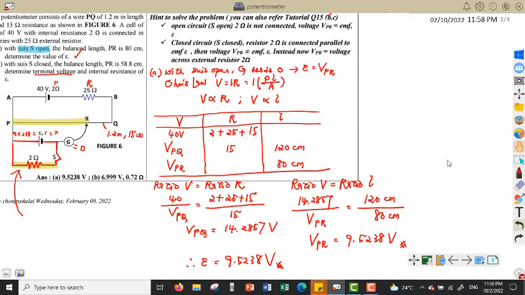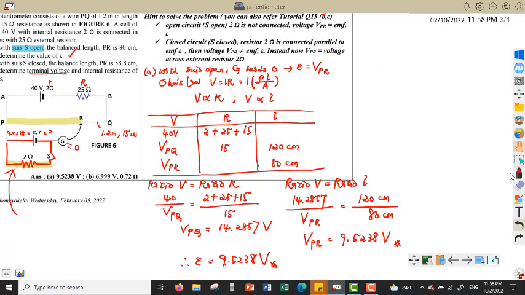Okay, I put it smaller so you can see it clearly. So I put it in blue color ink. So question B, when the switch is closed and our G reaches 0, it tells us that the voltage across the balance length PR will no longer equal the EMF of the battery, but it will equal the terminal voltage across the external resistor, 2 ohm.